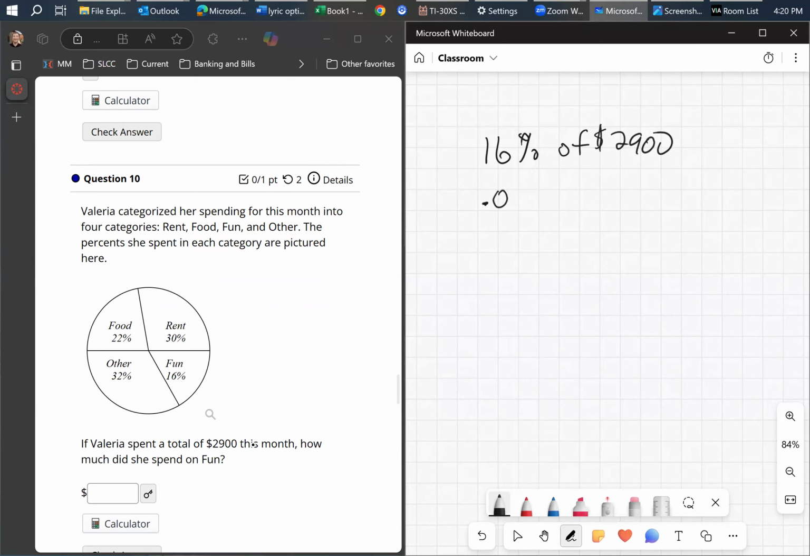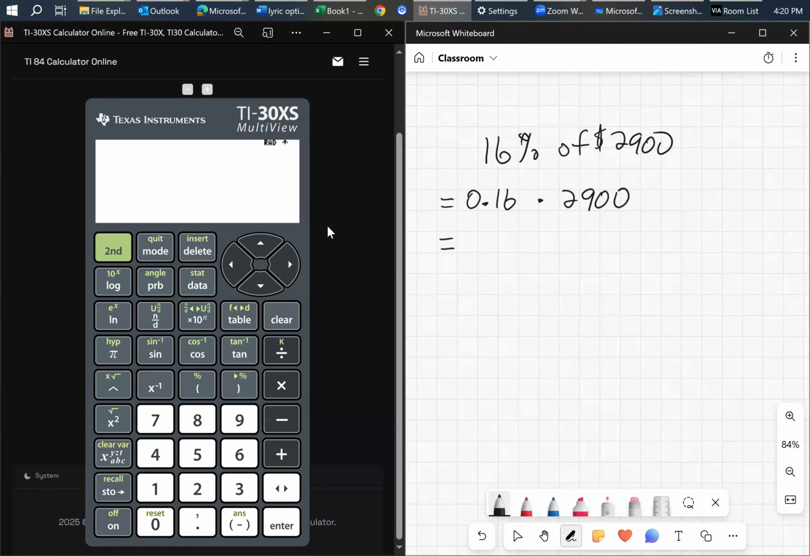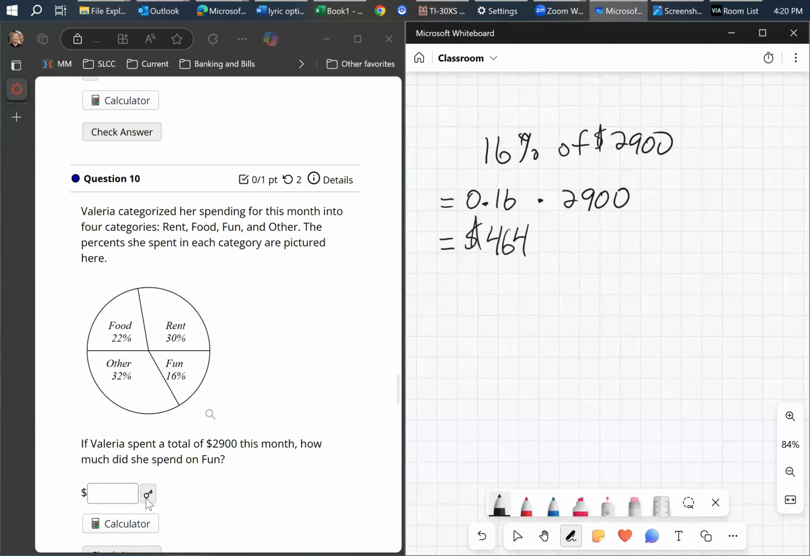Now, a lot of people are consistent with going from percent to decimal, and of is times, and that's great if you are. However, there's a lot of students that miss the decimal, and so I like to just let the calculator do it. This 16 per is divide, cent is 100. Let it work that out. Times 2,900 equals $464. That's how much money Valeria spent on fun.